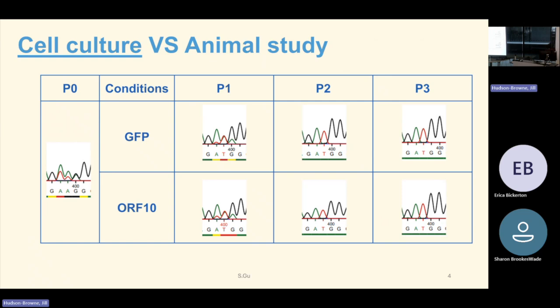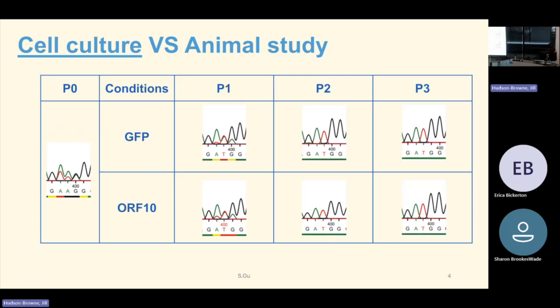The knockout virus and the wild-type virus were mixed 50-50 at an MOI of 0.01, and then this virus stock was taken and marked as P0. Those P0 were then used to infect 2 stable cell lines. The GFP cell line is the VTN cells infected with lentivirus coding for green fluorescent protein only, so this is a control group. The ORF10 condition is the cells infected with lentivirus coding for GFP plus the ORF10 sequence.